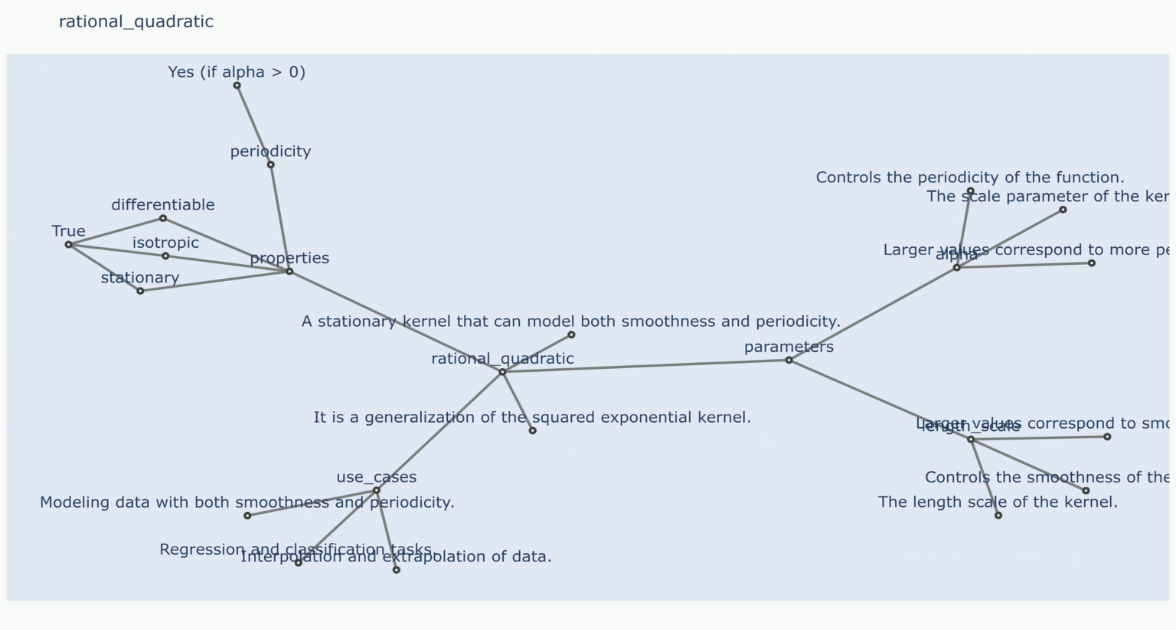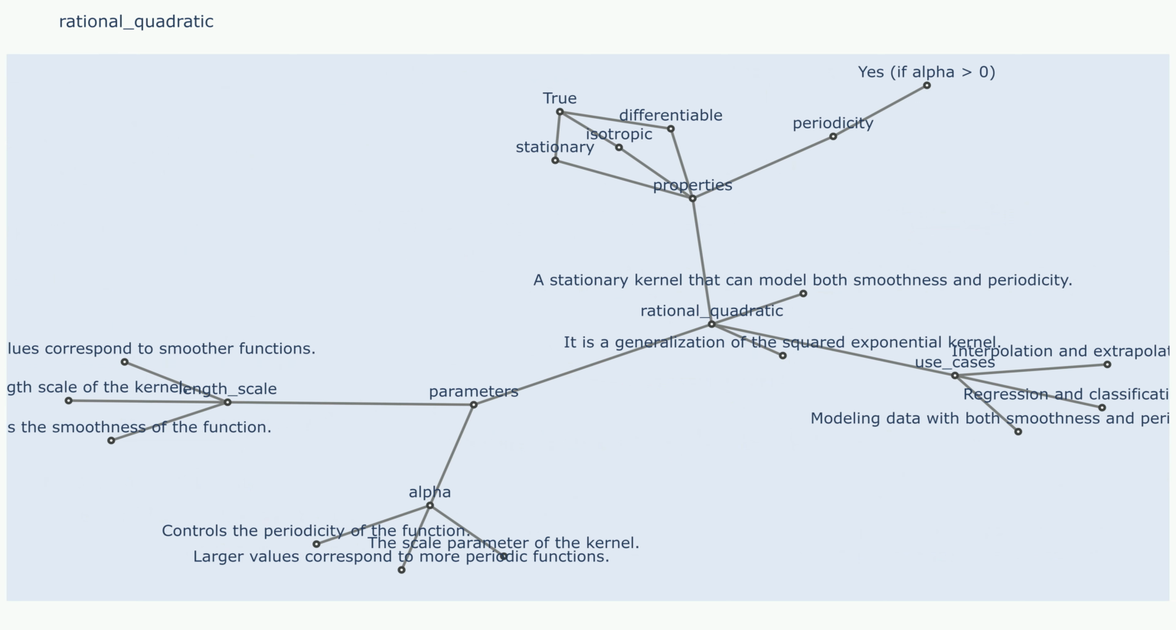Diving into the rational quadratic kernel. The rational quadratic kernel, often denoted as rational quadratic or RQ, is characterized by its ability to model complex relationships with varying smoothness. Here's a detailed breakdown of its parameters and their impact on the resulting model.